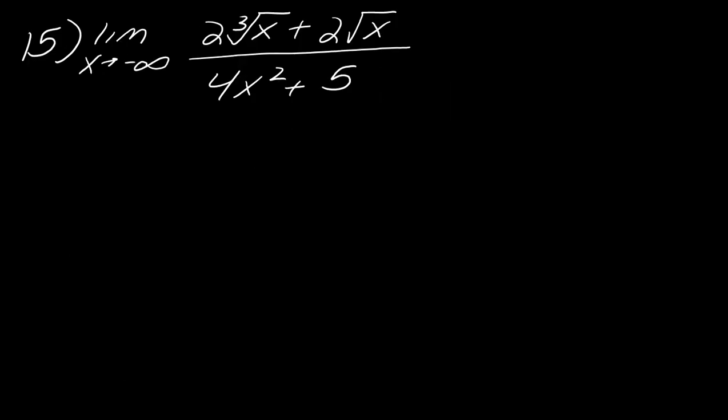So for 15, I have the limit as x approaches negative infinity of 2 times the cube root of x plus 2 times the square root of x, all of that over 4x squared plus 5. For this one, what I really need to do is identify where my largest exponent is, and this is really a shortcut. My largest exponent is right here in this x squared. Just by looking at this, you know this whole thing is going to end up equaling 0. If you want to show more work to prove that, you can divide everything by that highest power. But if you just say that this is where the highest power is, that's probably enough. If that's not enough, let me show you the work for the other step you could do.